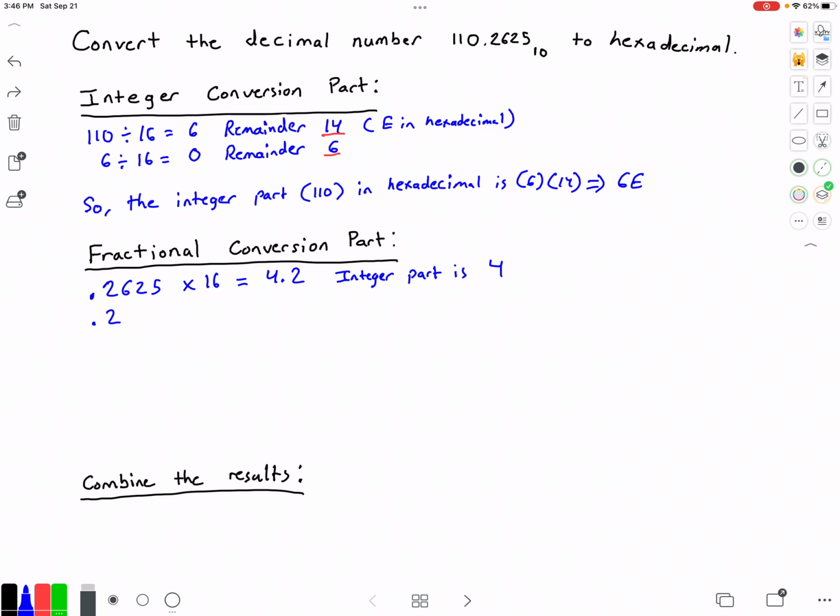All right. And now I'm going to take the decimal part, which is 0.2 from the equation that gave us 4.2. I'm taking the 0.2 part and multiplying that by 16 as well, and I get 3.2. So the integer part is 3. All right? Okay, so now I'm going to take that 0.2 part from 3.2 and multiply it by 16, and this equals 3.2. And again, the integer part is 3.